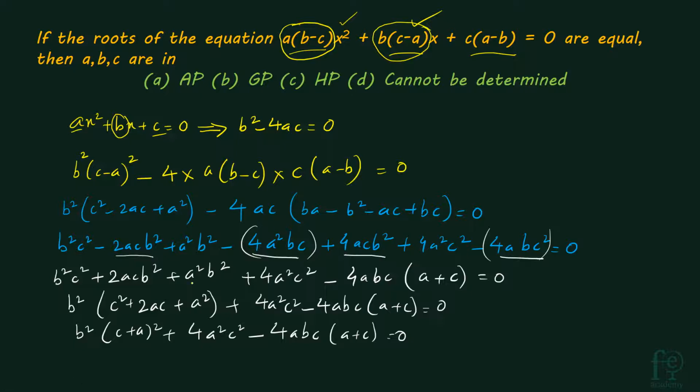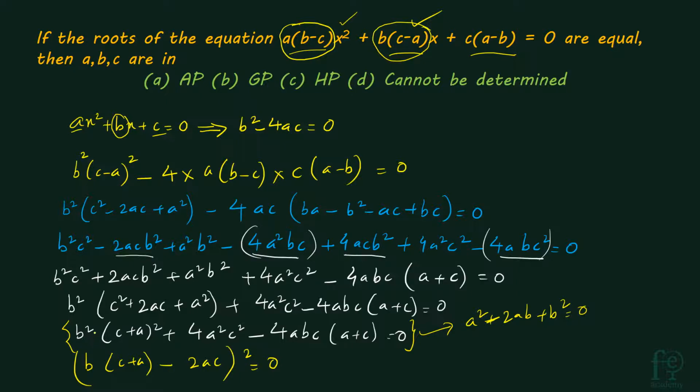So now comes the interesting thing. What is this expression? Does it have similarity with any of your familiar expressions? Your mind should work fast. So b²(c + a)² + 4a²c² − 4abc(a + c) = 0. So this is in the form of a² + b² − 2ab = 0, isn't it? So what is a and b? So a will actually be b(c + a) and b will be 2ac, the whole square is equal to 0.